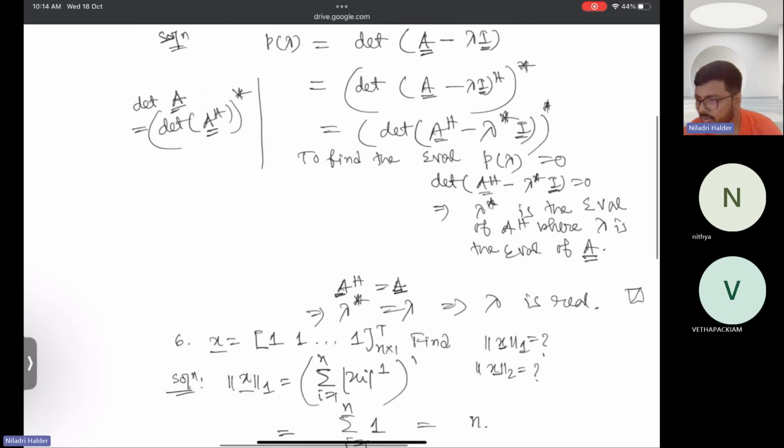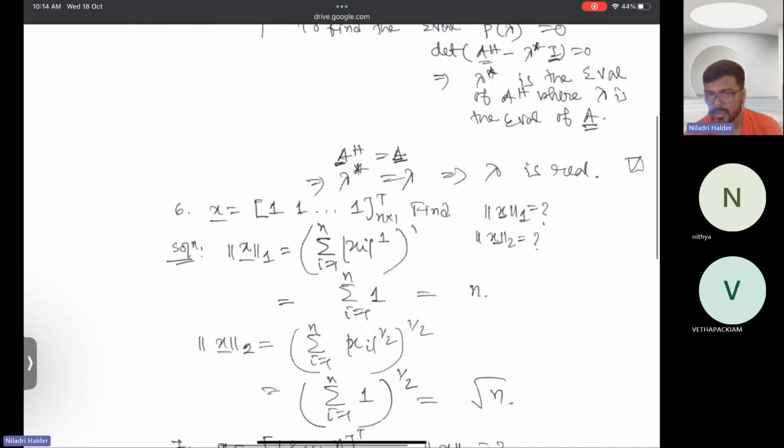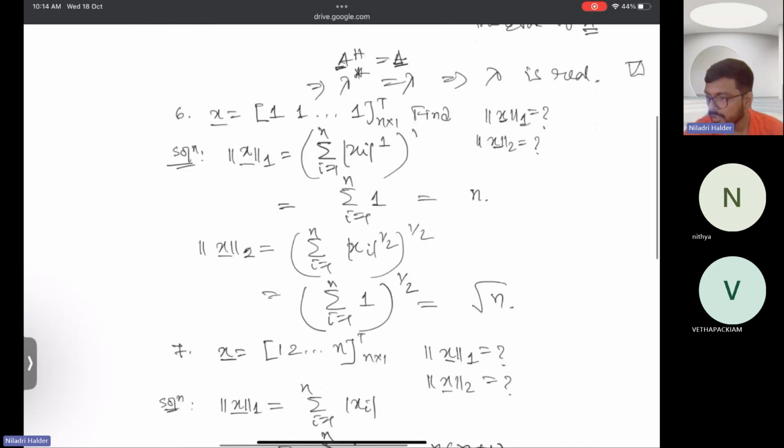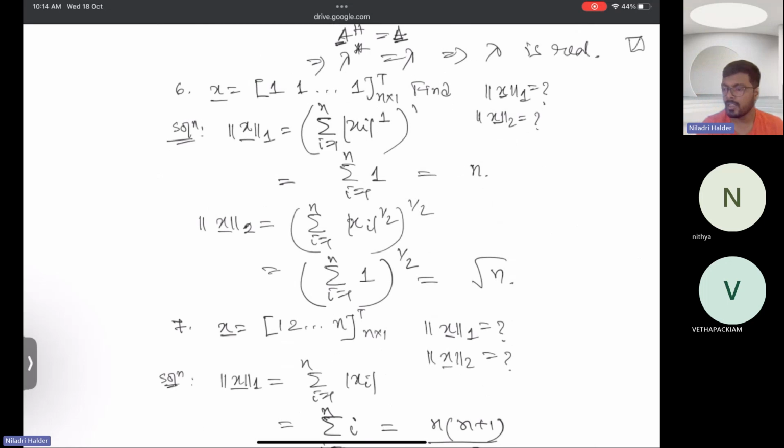Okay. So I'm not going through the proof. I'm just giving the summary. So then there is a vector. Then we need to find out the L1 norm and L2 norm. The definition is the same actually.